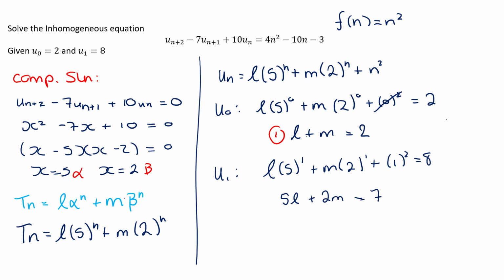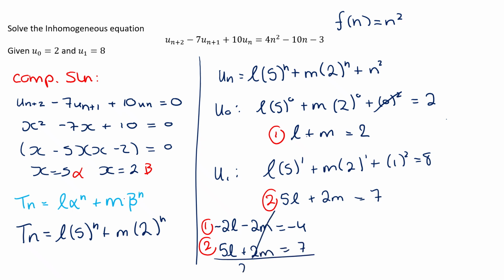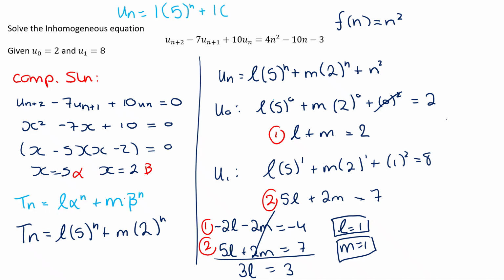So that is 5L plus 2m, and that equals 8, take away 1, which is 7. So that's equation 2. If we work with equation 1 and 2 together, I'm going to multiply equation 1 by minus 2. So it's minus 2L minus 2m equals minus 4. So that's 5L plus 2m equals 7. M's gone, and I'm left with 3L is equal to 3. So L equals 1. Going back to equation 1, that means M equals 1. So for our final answer, we get un equals L, which is 1, and that's 5 to the power of n plus m, which again is 1, and it's 2 to the power of n plus n squared.